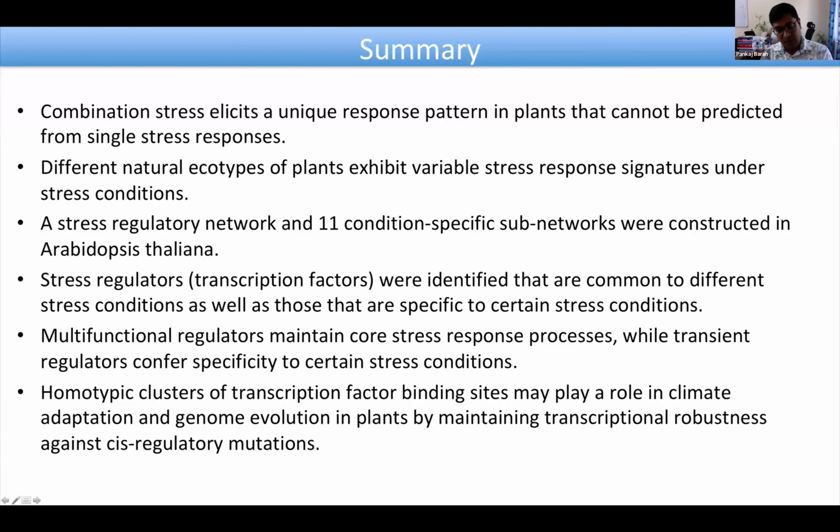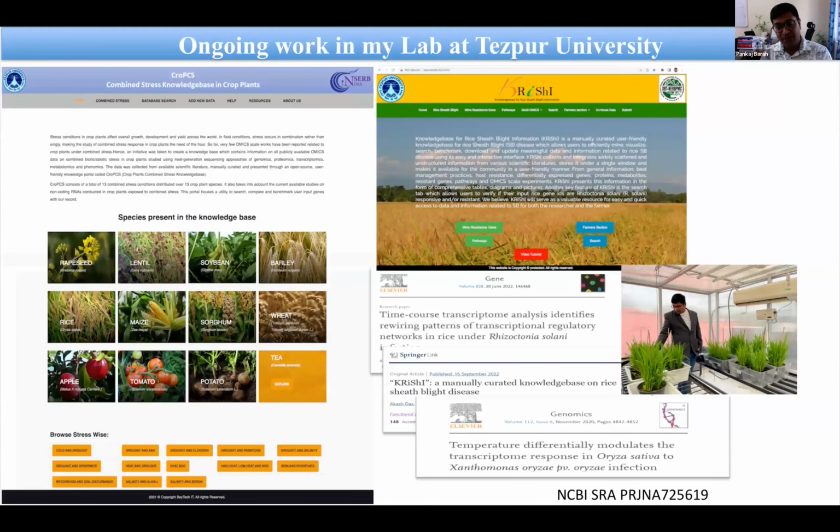So this was the work that I did, and I came back to India in 2017. Now I am working at Tezpur Central University in Assam. After coming here, I started working again. Earlier I was working on the model plant Arabidopsis thaliana, and I wanted to do some more translational work. So here I have now initiated some experiments on rice. These are some of the experiments that we are still working on.